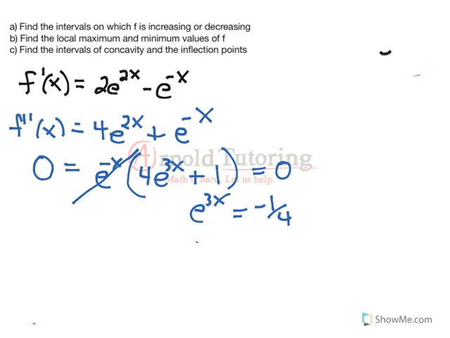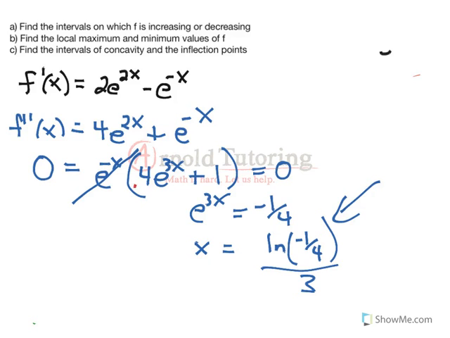So I'm going to say x equals ln of negative 1 over 4, divided by 3. I'm going to essentially ln both sides. Now, what's the problem here? Oh, we cannot take the logarithm of a negative number. In fact, if we look back to the bracket here, we need this to equal 0, but there's a plus 1 there. This can never be negative, the 4e to the 3x, right? Exponentials can never be negative, so there is no inflection point.